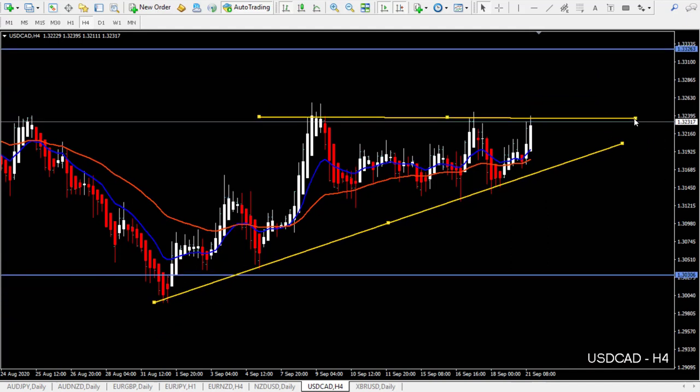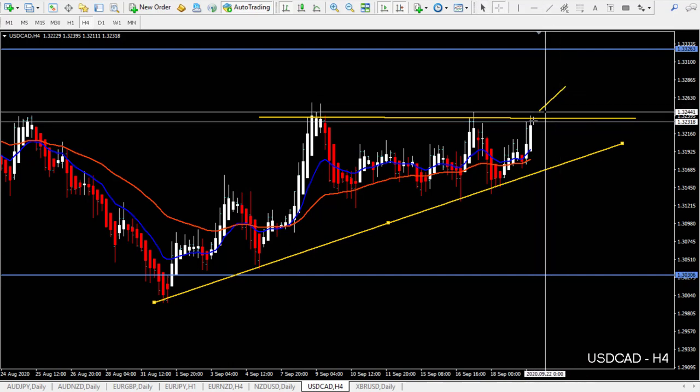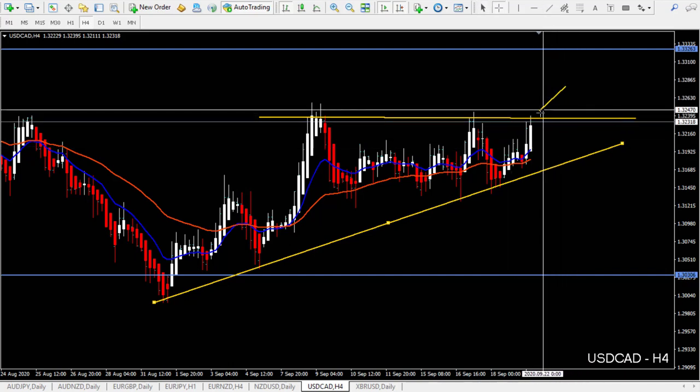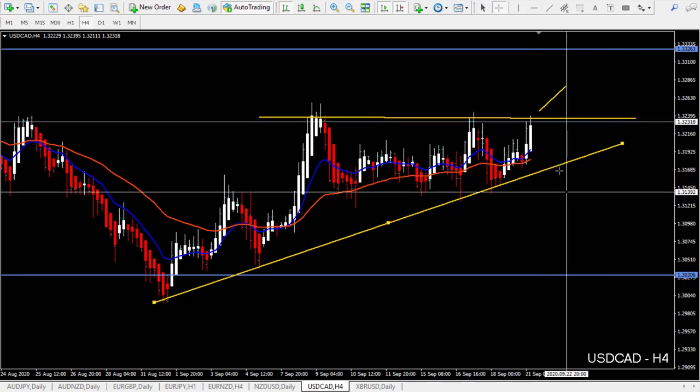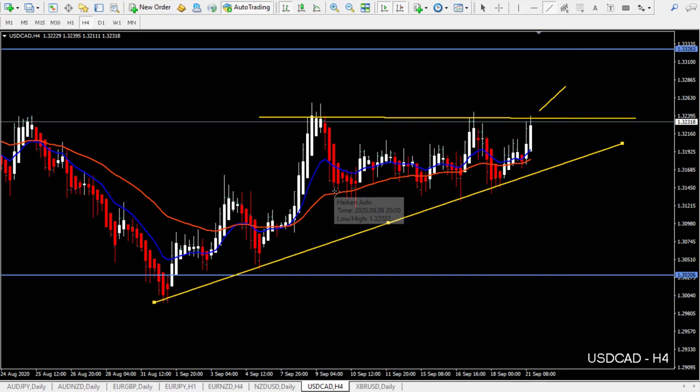So basically we would like to see a breakout here. Of course, on lower time frames you cannot wait for the 4-hour chart because it's only 90 pips. And here we also see that price is in this range, so ideally we would like to see that price is breaking this. Yeah? And then you can look for short entries.